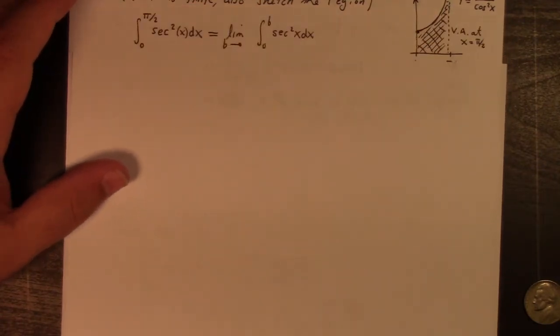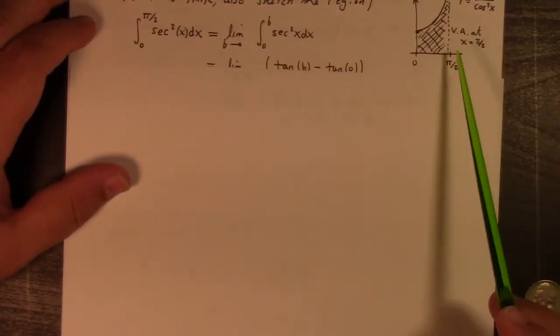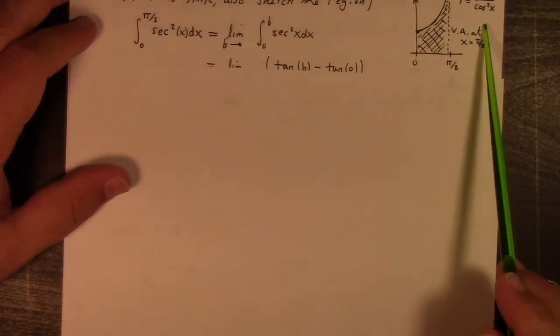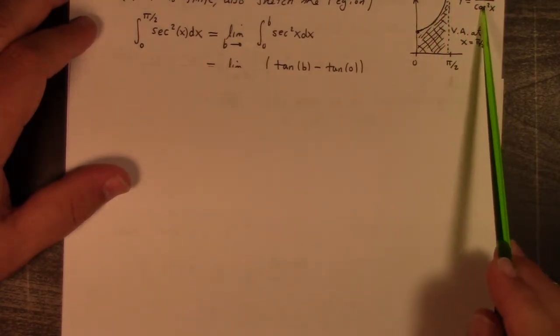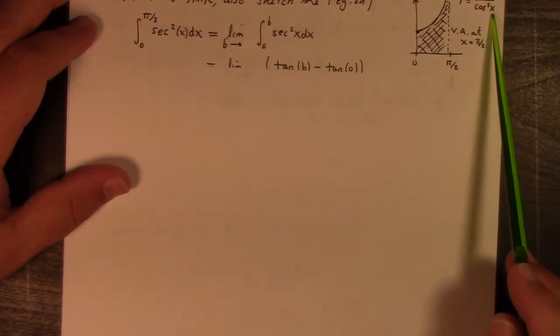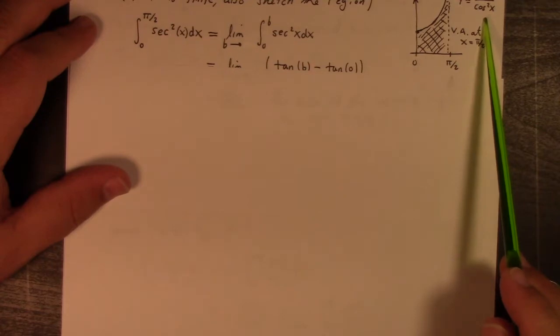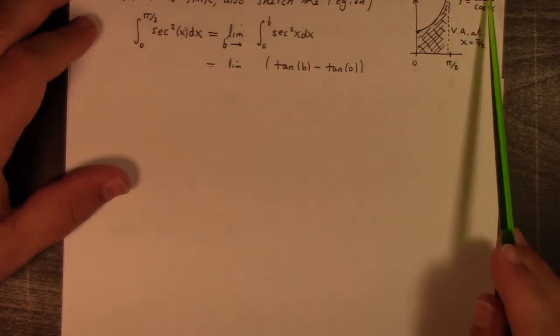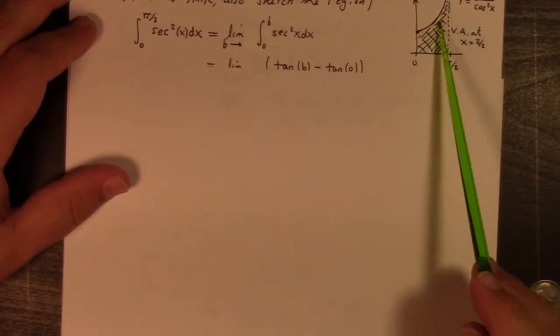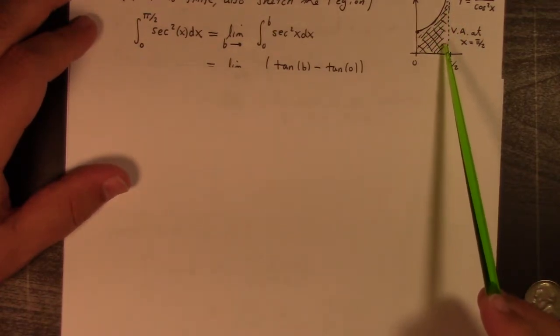So here's a picture, roughly speaking, 0 to pi over 2. Secant squared is 1 over cosine squared, right? So as x goes to pi over 2, cosine goes to 0. So we got a vertical asymptote in the secant squared graph, like so. And so we're trying to calculate this area. It may or may not be bounded. Let's find out.